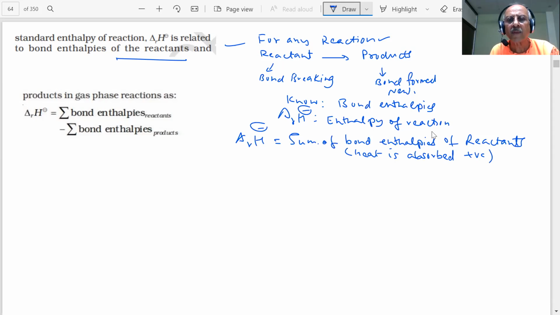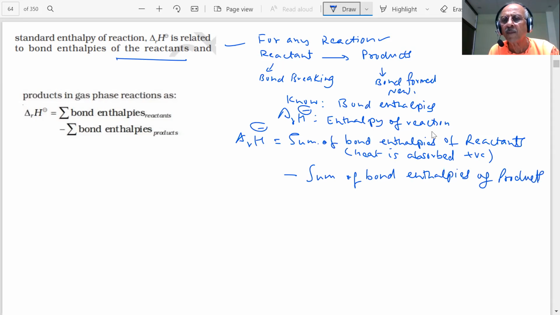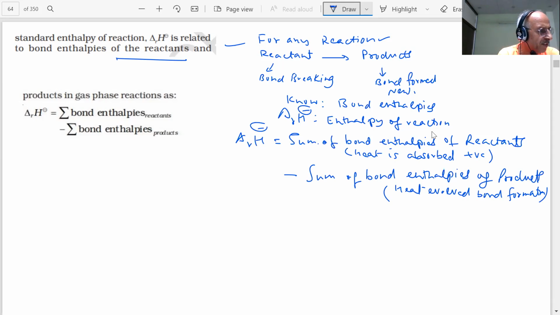So this is positive. Then I can say minus sum of the bond enthalpies of the products, because heat will be evolved in the bond formation. Clear? Right? You got the point, student? This is important. Therefore, we can use this formula to calculate the enthalpy of reaction.